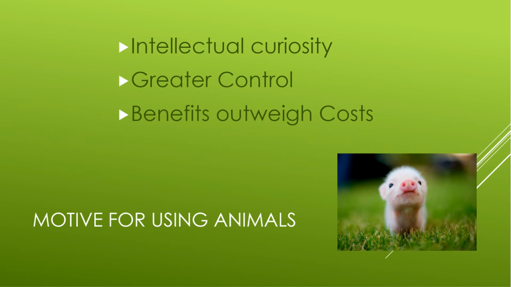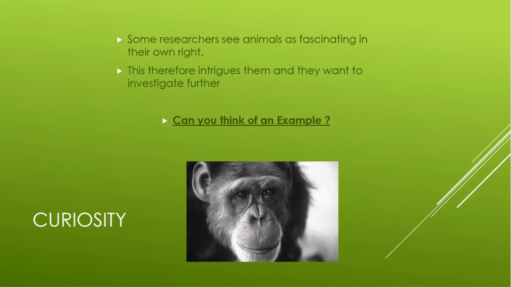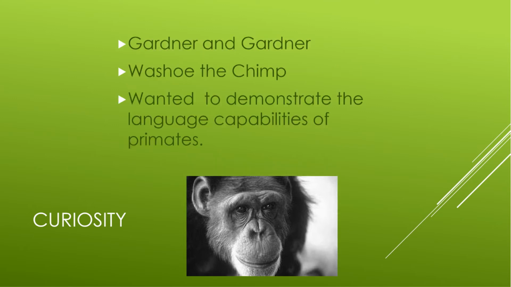Now, intellectual curiosity here. Some researchers see animals as fascinating in their own right. This intrigues them and they want to investigate further to see if their behaviours can be altered or if there can be any similarities which can be picked up. Have a think about an example which we've seen in our core studies: Gardner and Gardner with Washoe the chimp. They just wanted to demonstrate the language capabilities of primates. So it was more intellectual curiosity rather than a benefit for humanity by establishing that we could get a chimpanzee to use ASL.